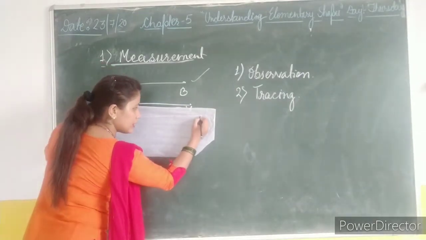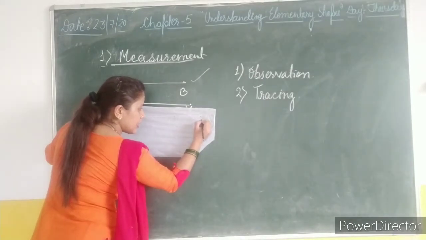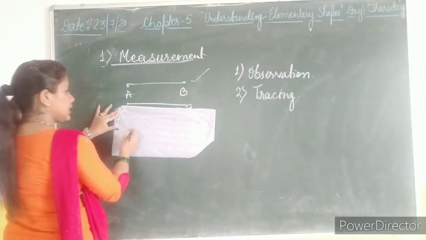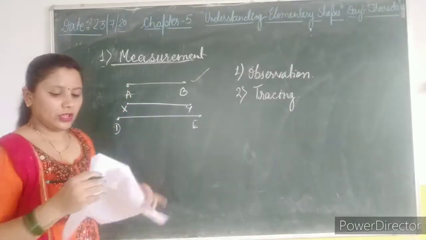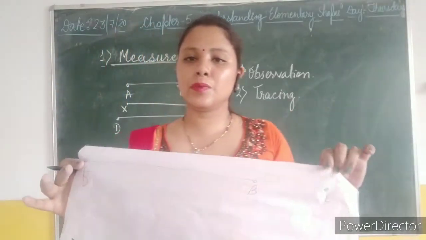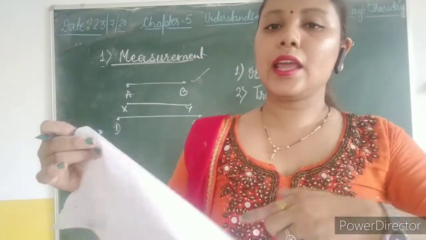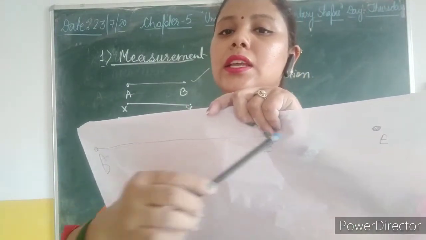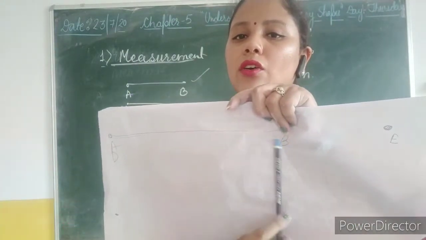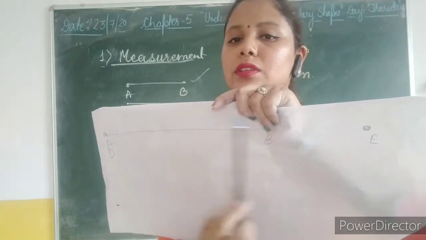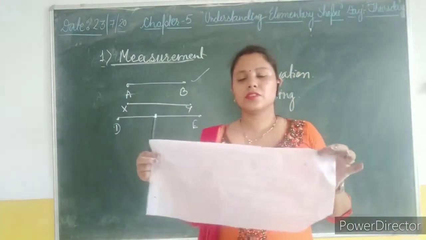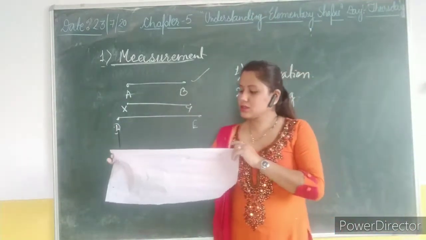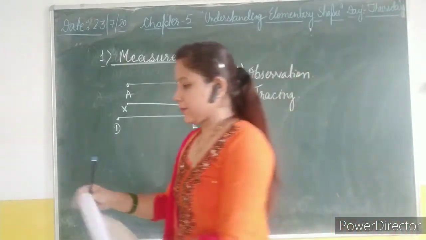E is here and D is here. Okay. So by using the trace paper, you can say that AB is shorter than DE. Okay. This is the length of AB and this is the length of DE. So by using the trace paper, you can say that AB is shorter than DE.